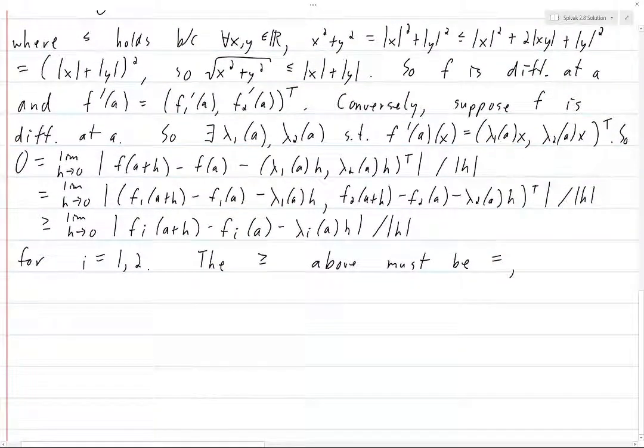Okay, so having gotten that out of the way, let's return to this. The greater than or equal to above must be equality, because we've proven that this limit, for this particular i, is less than or equal to 0, but it's a limit of positive terms, so it must be greater than or equal to 0. Thus, it is precisely 0. So the inequality above must be equality.